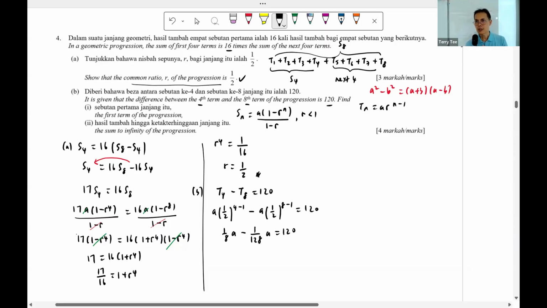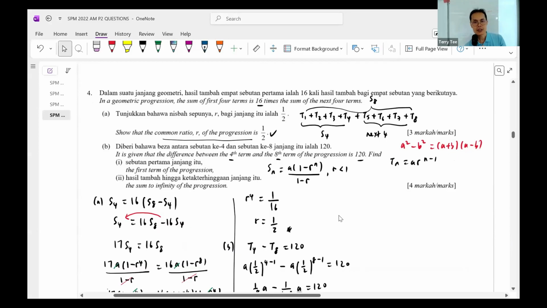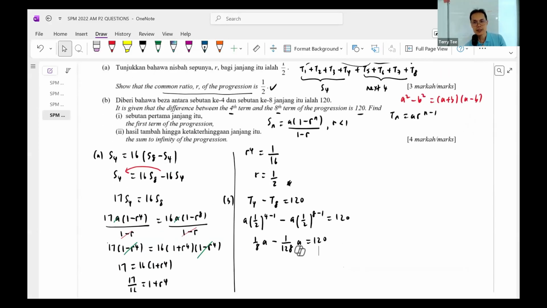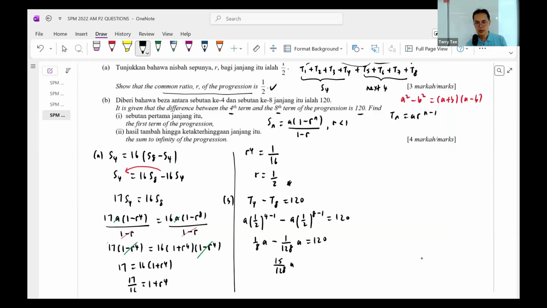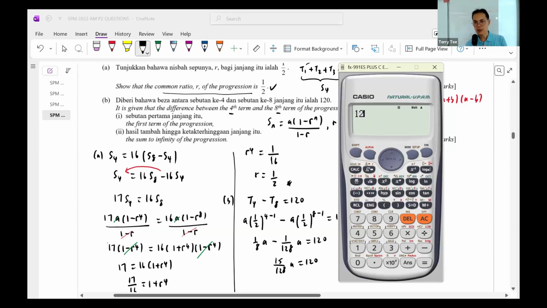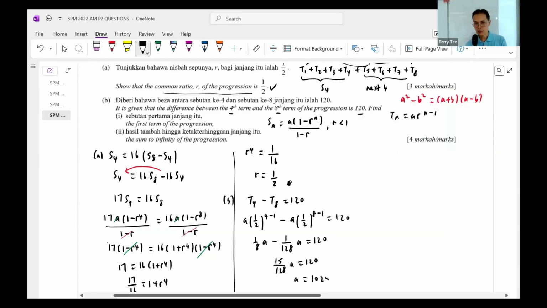I cannot see my calculator. Okay, so I use my calculator here. This will be 1 over 8 minus 1 over 128. You should get 15 over 128. We take 120 divided by this answer. Answer a is 1024.